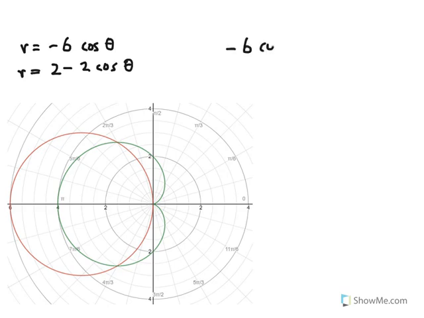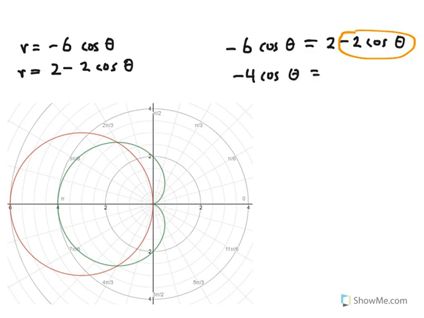So we will set negative 6 cosine theta equal to 2 minus 2 cosine theta, and we will solve for theta here. So we will begin by adding 2 cosine theta to both sides of the equation. So when we add 2 cosine theta to the left side of the equation, we get negative 4 cosine theta is equal to 2. Divide both sides of the equation by negative 4, we get cosine of theta is equal to negative 1/2.